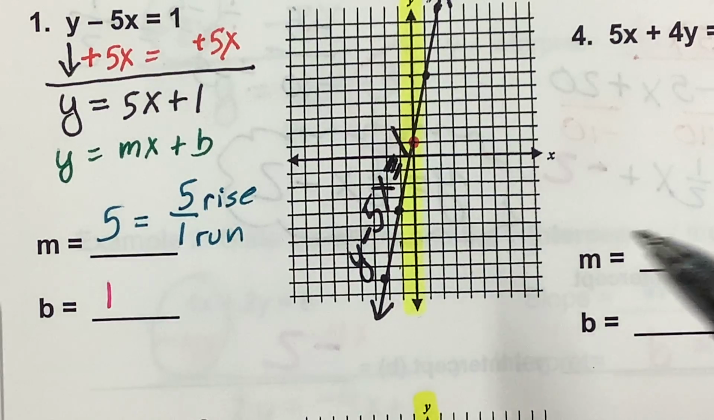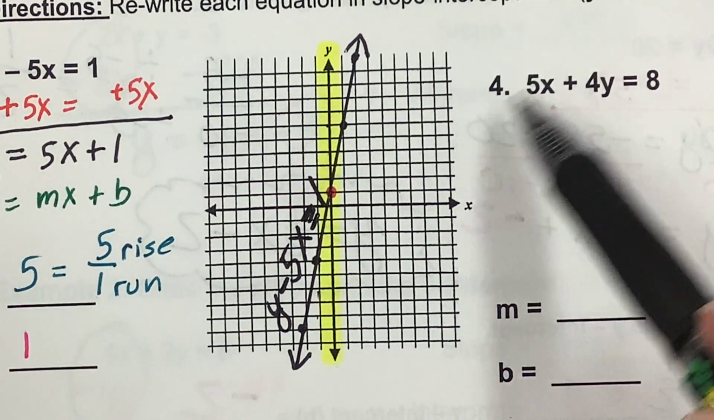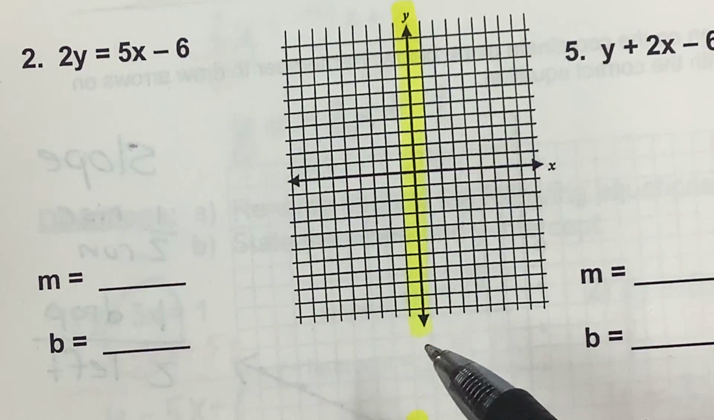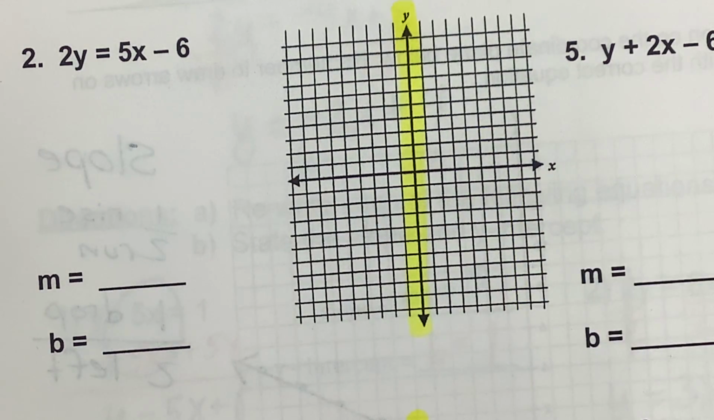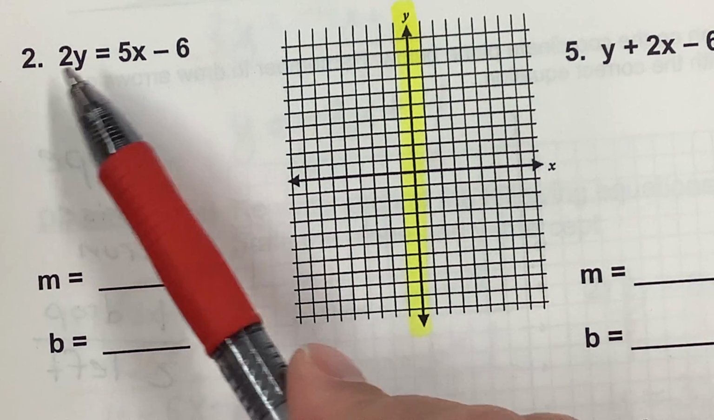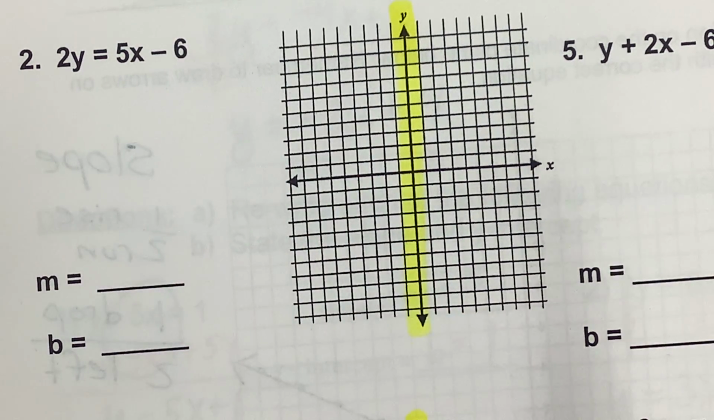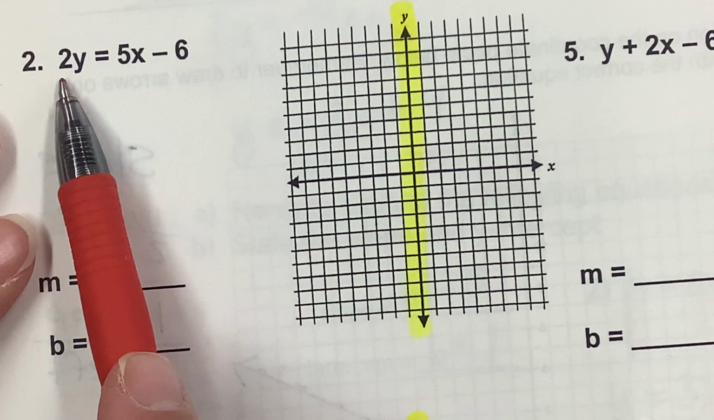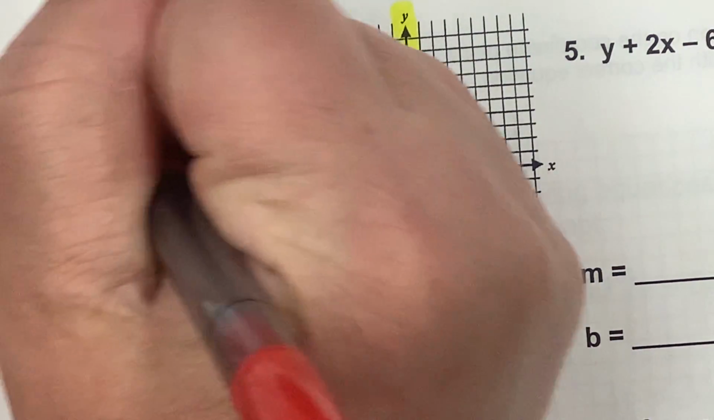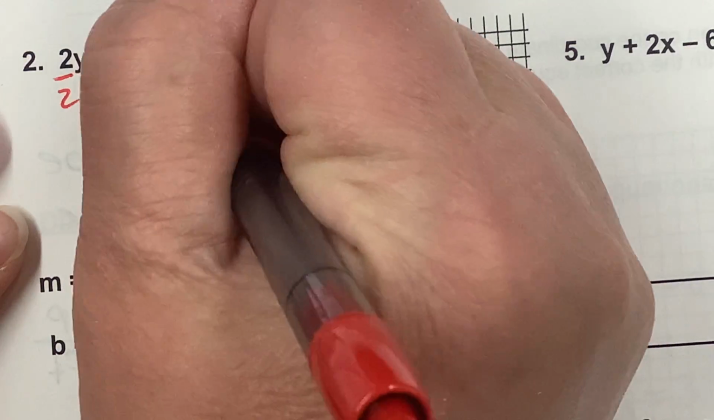Now, I usually go to the right, but look, that says 4. I'm not doing that. I'm going to go to number 2. I'm going down. Okay, this is not too bad. It's 2y equals 5x minus 6. And I already have my y and everything else on opposite sides. So step 1 is done. Now I have to go to step 2. Divide by the coefficient of y. In this case, I'm dividing by 2. So 2, divide by 2, divide by 2.